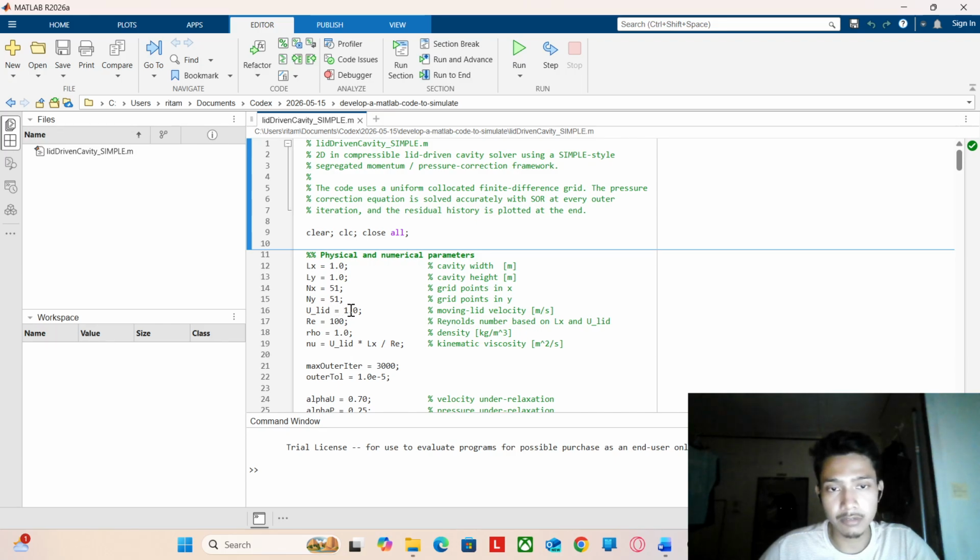Then U lid equal to 1.0, moving lid velocity. This is the velocity of the moving top lid. Then comes Re equal to 100, Reynolds number based on Lx and U lid. This is the Reynolds number of the flow. At Reynolds number 100, the flow remains laminar. Then comes rho equal to 1.0, that is density, and nu equal to U lid into Lx by Re, that is kinematic viscosity. Here rho is density and nu is kinematic viscosity.